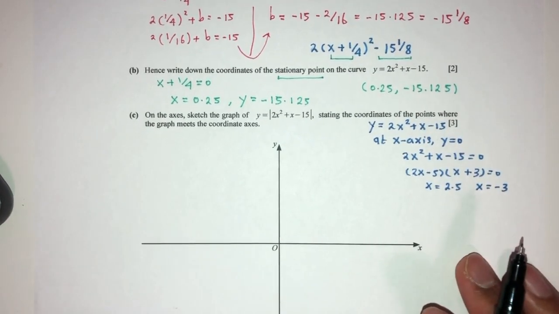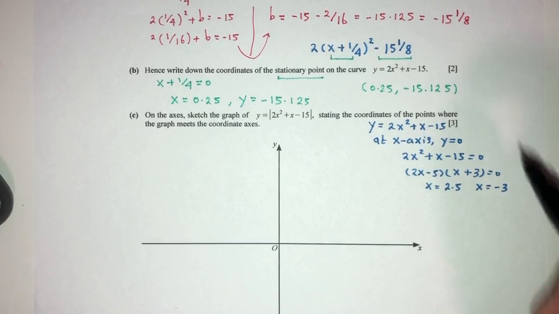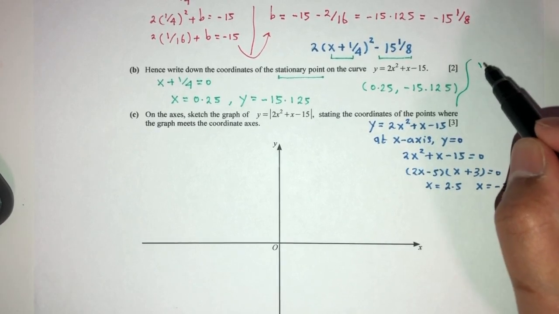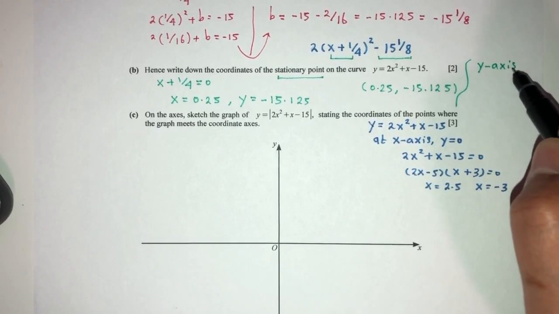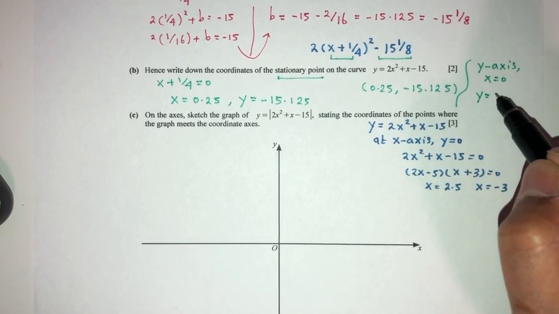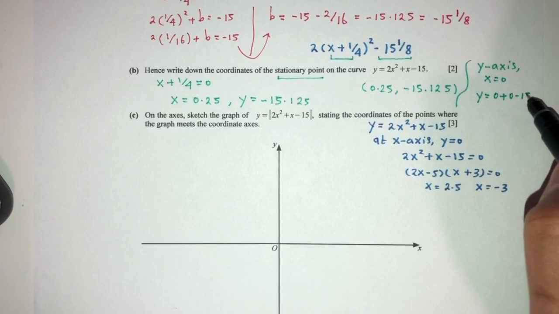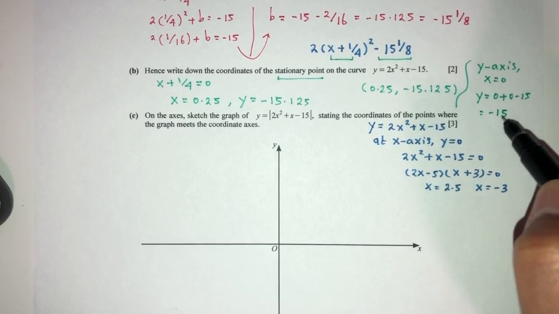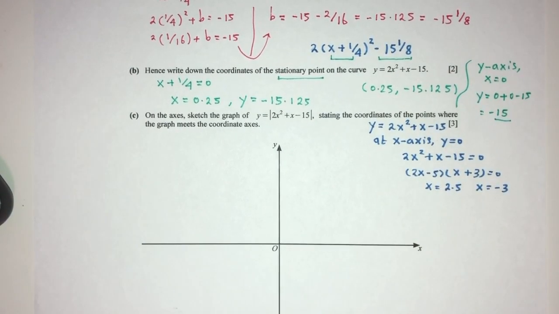Now, if I want to find where it cuts my y-axis, of course, at the y-axis, what do we know? The value of x has to be 0. Replace back, you will have y is equal to 0 plus 0 minus 15. That will be my y-intercept, which is (0, minus 15).